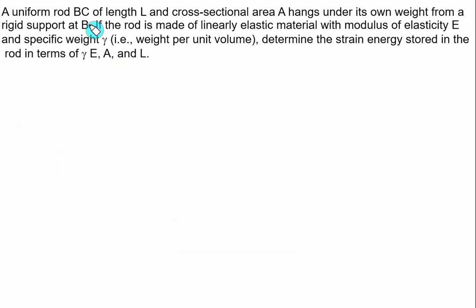A uniform rod BC of length equal to L and cross-section area A constant hangs under its own weight from a rigid support at B. If the rod is made of linearly elastic material with a modulus of elasticity E and the specific weight, that is the weight per unit volume, is represented by gamma, determine the strain energy stored in the rod in terms of gamma, modulus E, area and the length of the rod L.